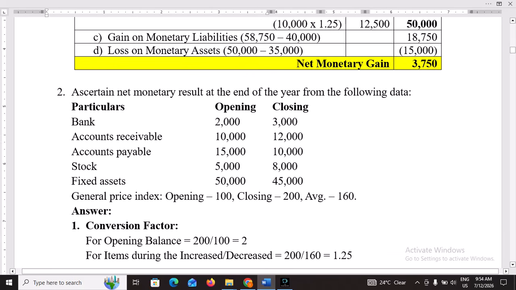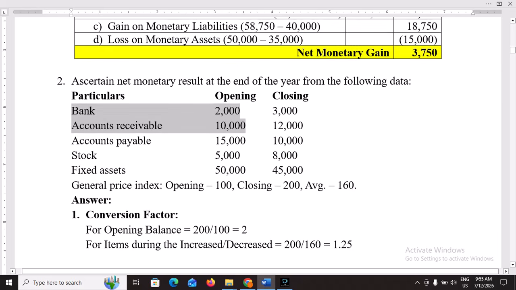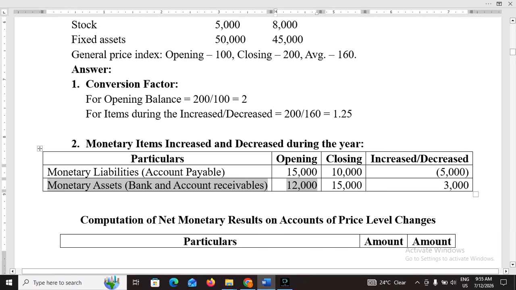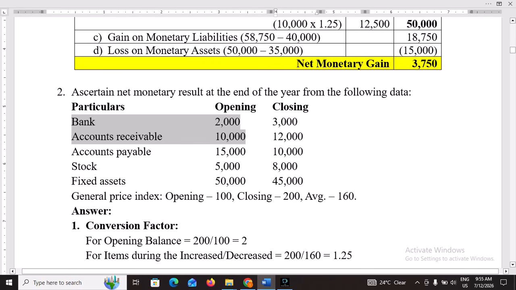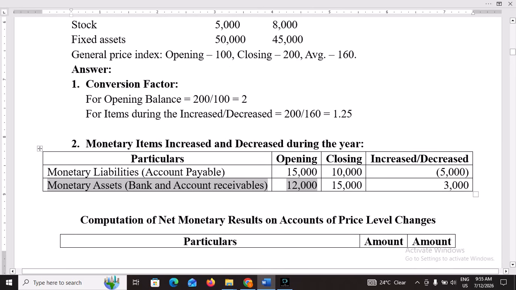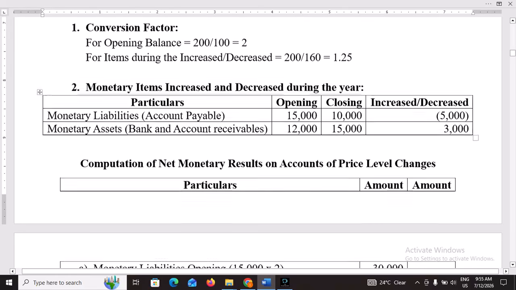So bank opening balance is 2,000. Accounts receivable opening balance is 10,000. So 2,000 plus 10,000 is 12,000. Next, closing balance: 3,000 plus 12,000, 15,000. So opening is 12,000 but closing is 15,000. It is an increase by 3,000. 15,000 minus 12,000, 3,000 increase. Correct? So now items increase or decrease done.